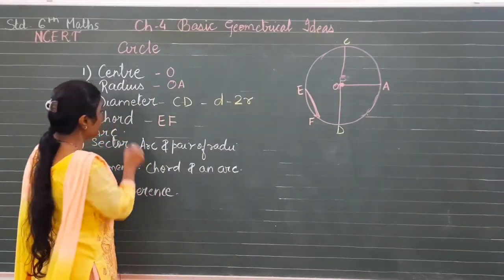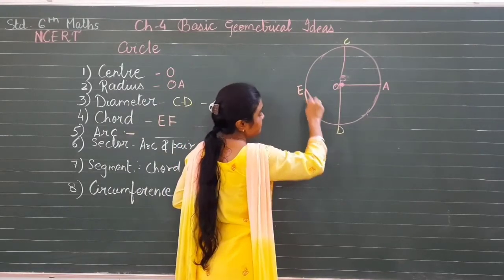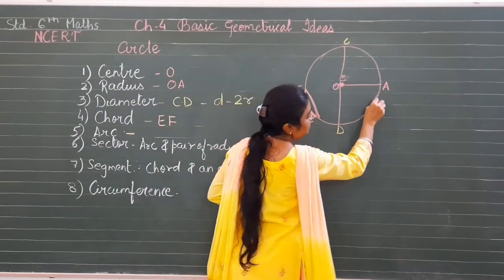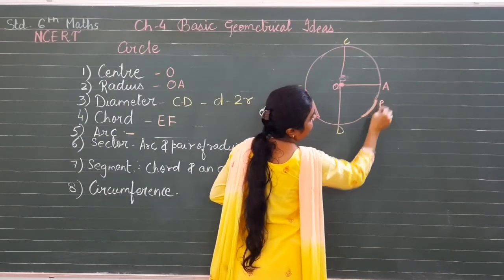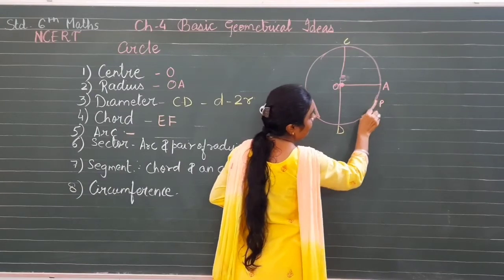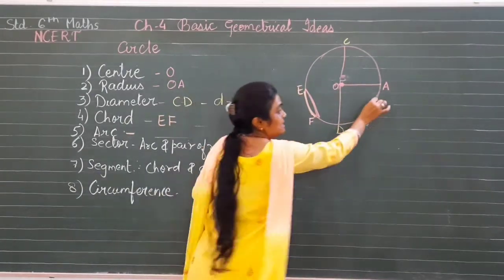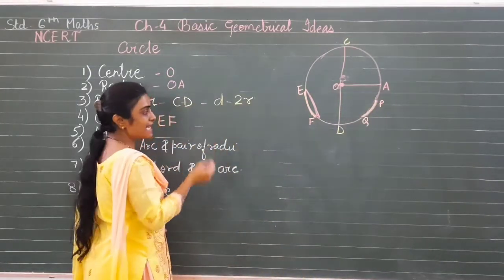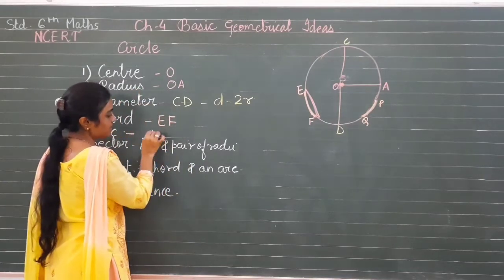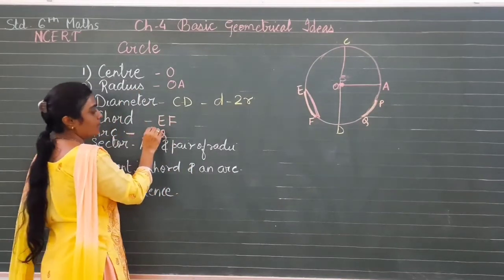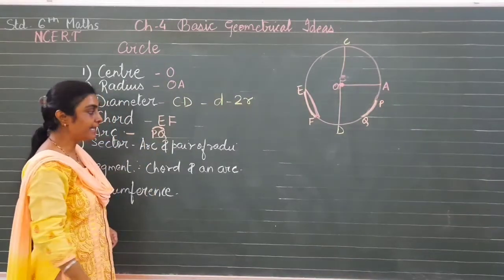Now let us see the arc. This portion, a simple curve portion, suppose I am naming it P and Q. This curve portion on the circle, a small segment, is called an arc of a circle. On PQ we have to draw the symbol of arc like this.